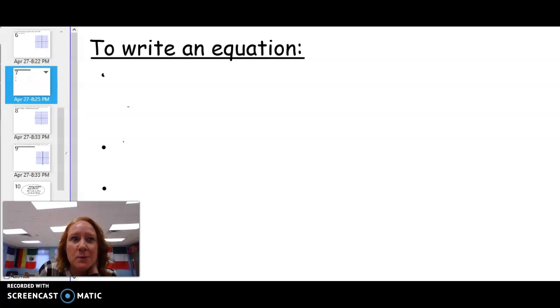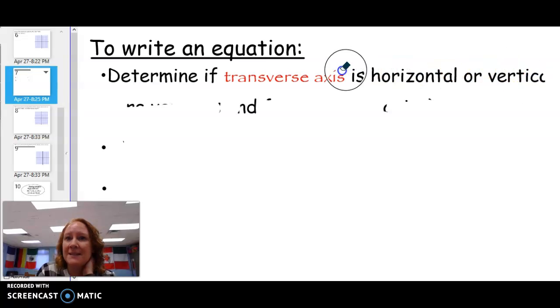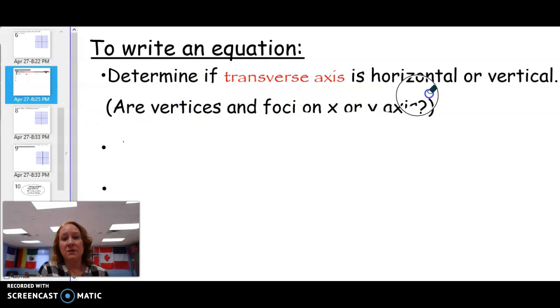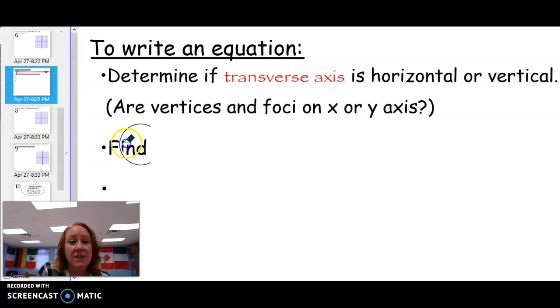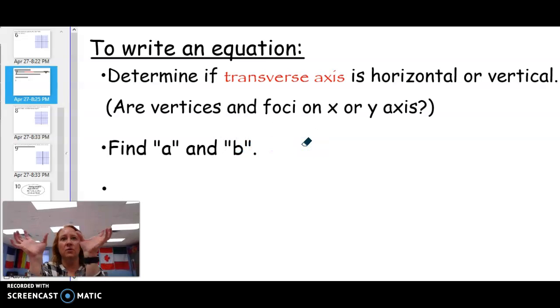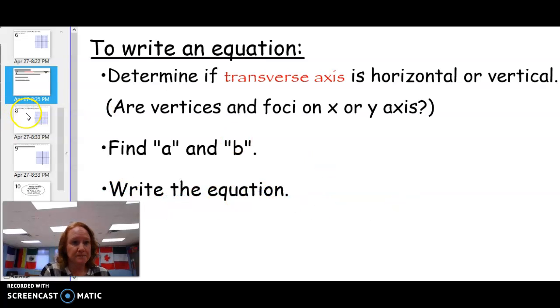All right, how do we write an equation for a hyperbola? Well, we decide if its transverse axis is horizontal or vertical. Does it go this way or this way? Once we know that, if the vertices are on the x-axis, they go like this, or like this, the y-axis. Then we know who comes first. So I write out the formula, then I figure out who gets A and B, and then I write the equation.